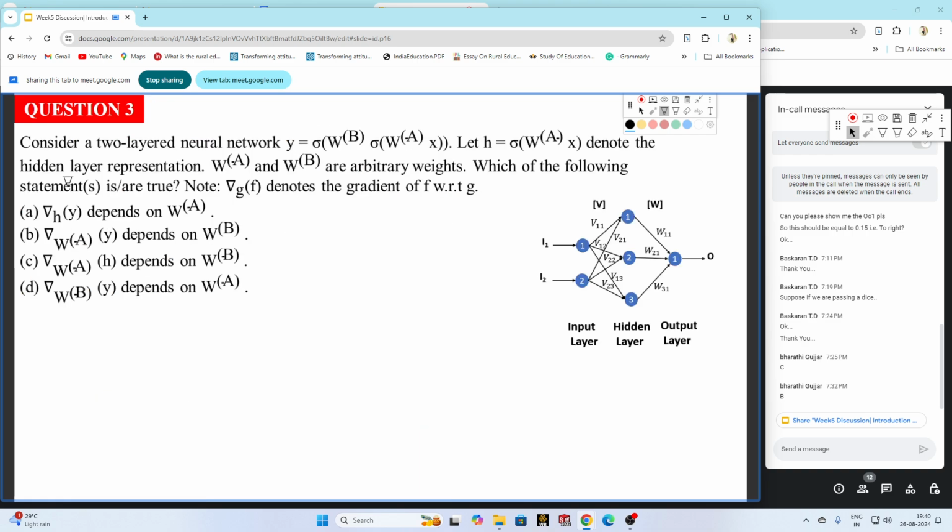Now consider a two-layer neural network. Y equals this. This sigma stands for your activation function. So here you have two weights. It is actually a three-layer function. It has been called two-layer because they have not considered the input, but actually it is a three-layered function. You have two weights, one between input and hidden layer, and second between your hidden layer and your output layer. So two types of weights.